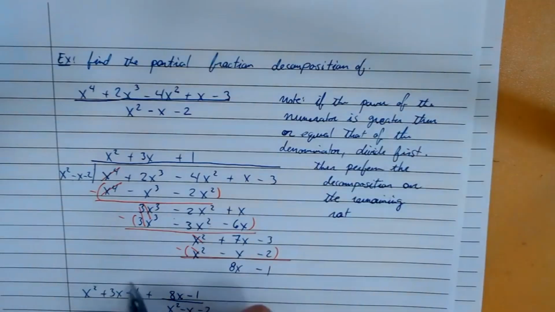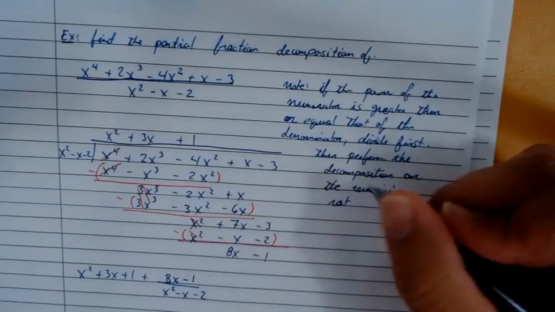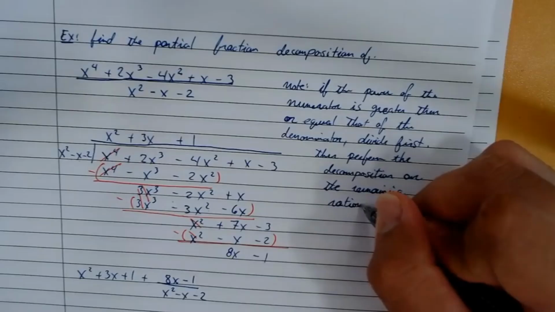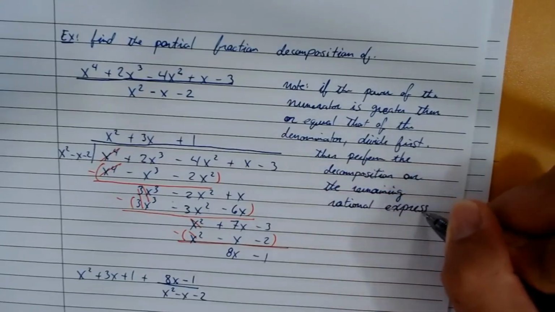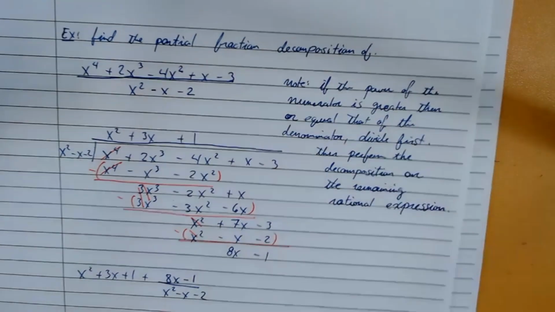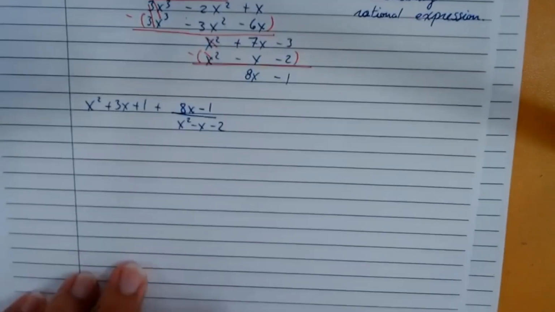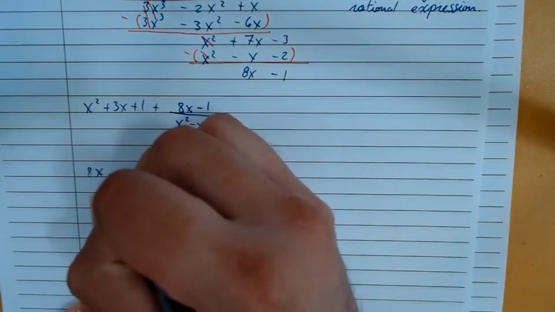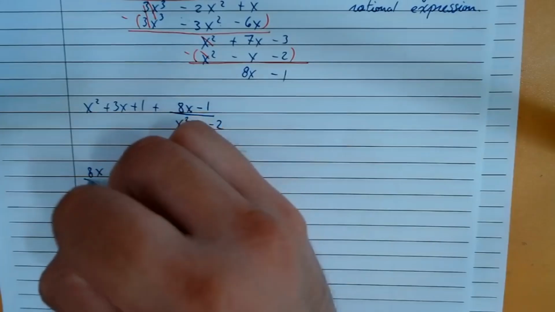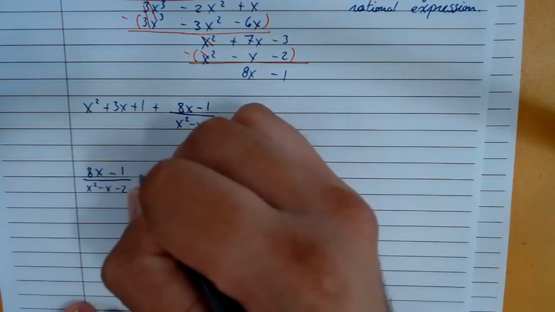on the remaining rational expression. The polynomial part, that's already the sum of stuff. So we just worry about this part of the remaining rational expression. Just like that. So really, we're just focused on this part now. Okay, so let's go ahead and do that. 8x minus 1 over x squared minus x minus 2.